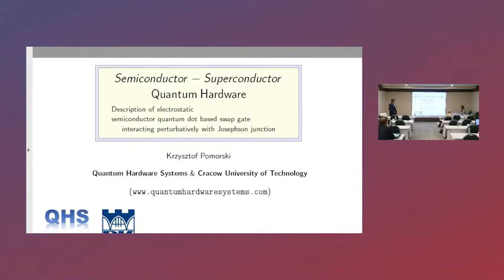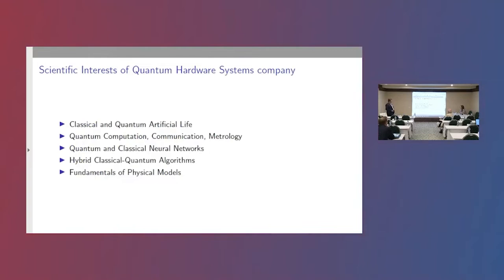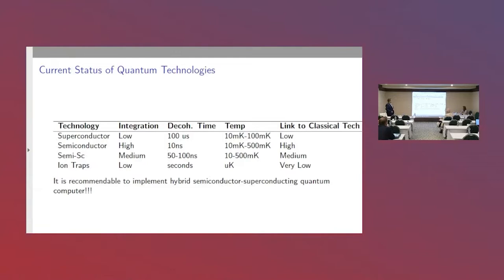Basically we have various possibilities in the framework of semiconductor quantum dots. We can implement classical and quantum artificial life. We can implement quantum computation schemes, quantum communication, and quantum metrology. We can construct classical and quantum neural networks. And then we can think about hybrid classical quantum algorithms. And right now, my specialty is fundamental modeling of such structures.